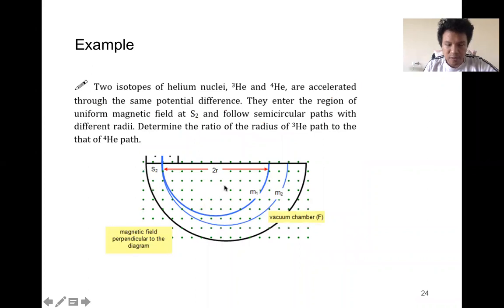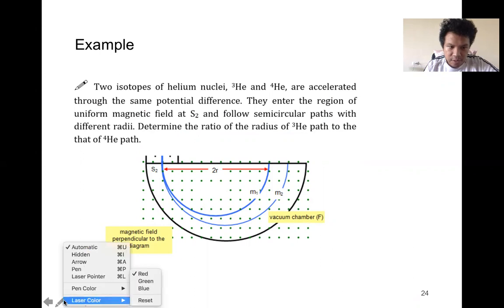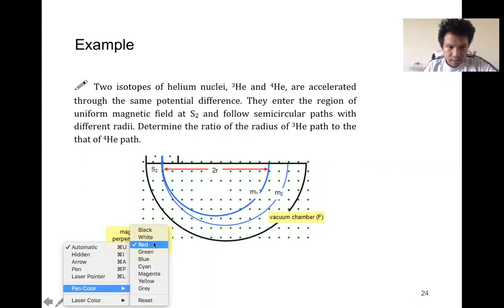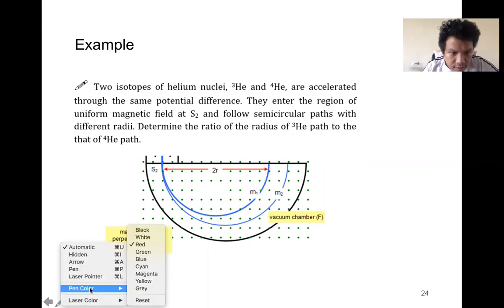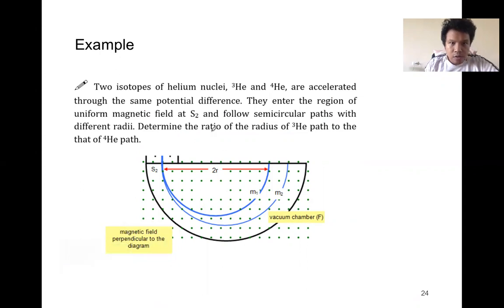The next example is about the mass spectrometer, as we discussed before. They say that there are two isotopes of helium nuclei, He3 and He4. Here we need a little general knowledge in chemistry. We need to know that for helium nuclei, the charges of these two isotopes should be plus 2e, both plus 2e.